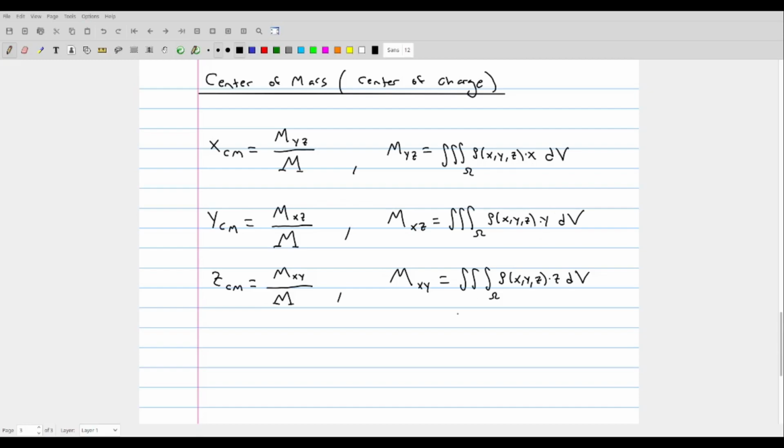In order to calculate the center of mass for a region, you have to calculate the total mass, which is a triple integral, and then you have to calculate these three moment integrals and use the center of mass formulas for any region omega and any density function rho. These formulas are very similar to the formulas for double integrals and the center of mass in 2D. The only difference is that now we have to take the triple integral over a three-dimensional region, and we have a function in general that might be of three variables, x, y, and z.